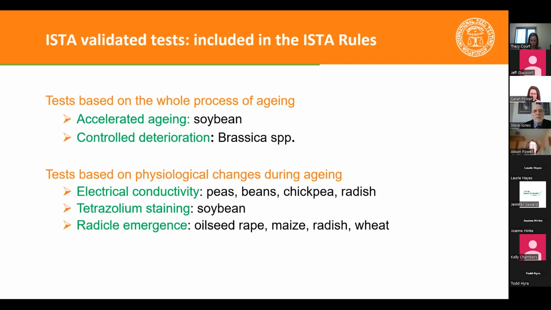Controlled deterioration for brassica species. For electrical conductivity, that has been validated for peas, beans, chickpeas, and radish. There's a tetrazolium staining vigour method for soybean, and then more recently, radicle emergence. Radicle emergence is based on the more traditional germination test, but the technical details are more precise, and the germination period and temperatures more distinct, and the ISTA rules give all those details. At the moment, they are available for oilseed rape, Argentine canola, maize, radish, and wheat, and there's work being done on others.